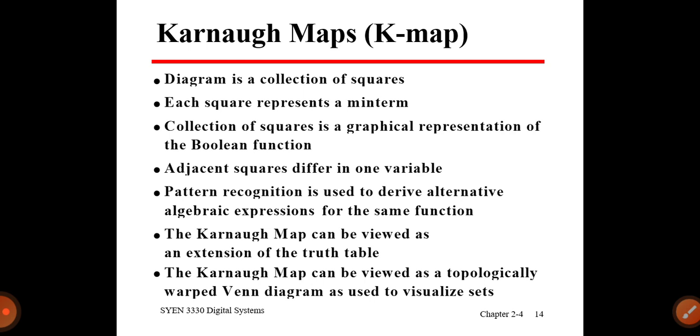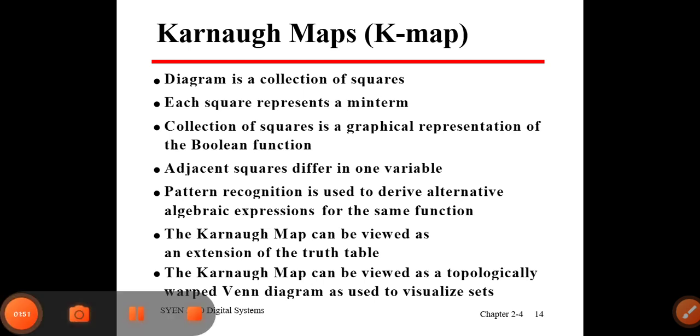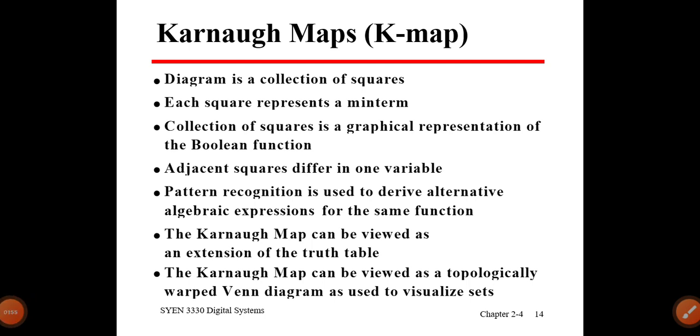A Karnaugh map or K-map can be viewed as a topologically wrapped Venn diagram, as you visualized sets in your 10th or 9th standard when you studied Venn diagrams. The same thing applies here. Let us see the advantages of K-maps.